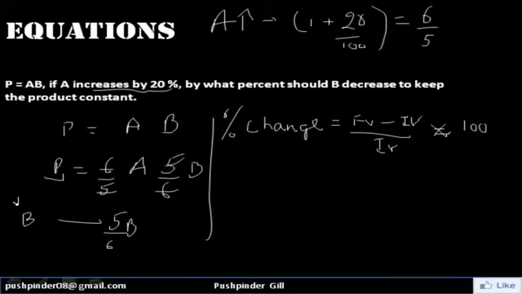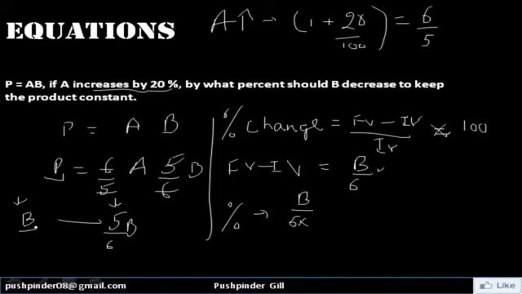So, B came from B and became 5 by 6B. So, my final value minus the initial value, that is the change that has happened in B, is equal to B minus 5 by 6B, that is equal to B by 6. And if I have to calculate the percent change, I just divide B by 6 by the initial value, which is B, into 100, right? So simply you can see over here, B and B get cancelled. So 100 by 6, guys, again if you refer to your textbooks, it's 16.66%. So I hope you understood.